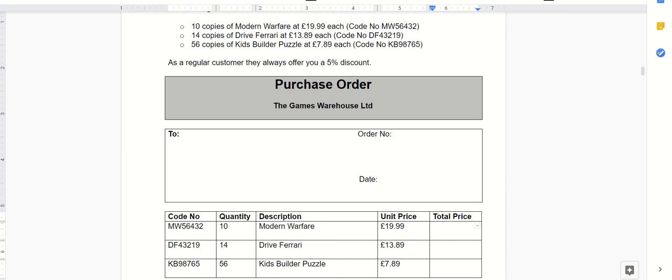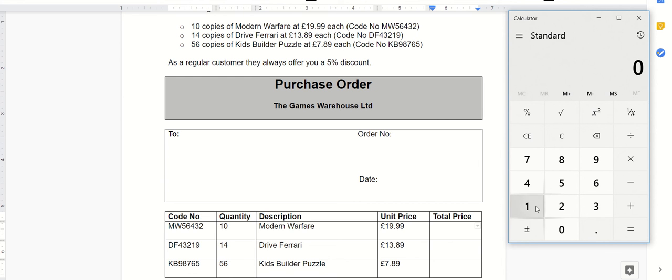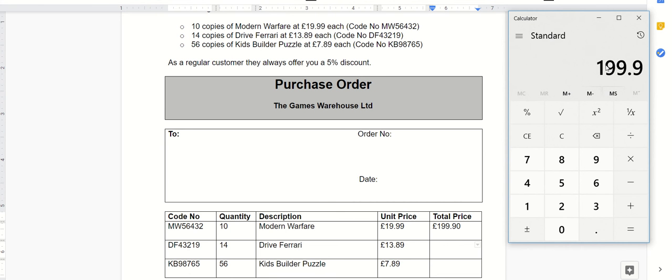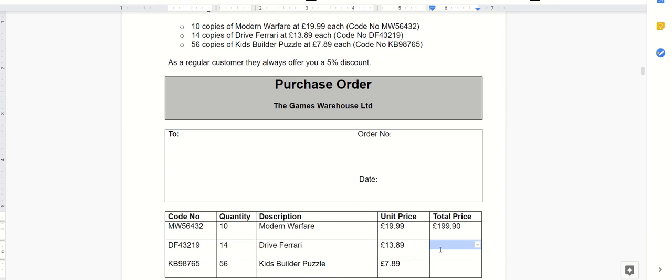And all I need to do again with the unit price is calculate. So 19.99 multiplied by 10. That gives me £199.90. Okay, and I want 13.89 by 14. So let's try it. 13.89 multiplied by 14 is 194.46. Remember to put the pound sign on because this is an actual order document, not just a mathematical table.